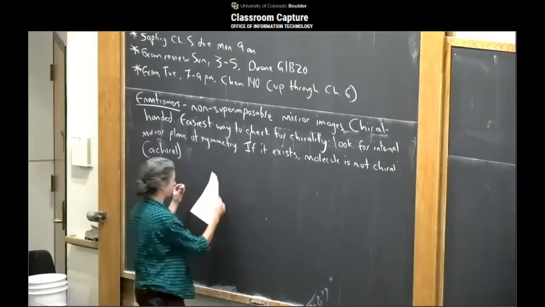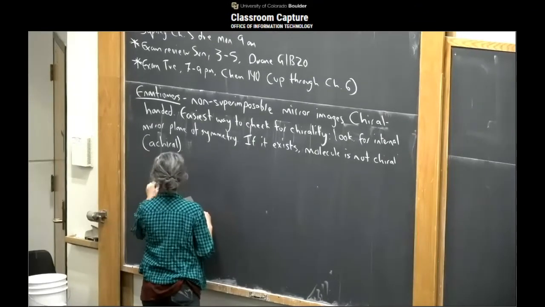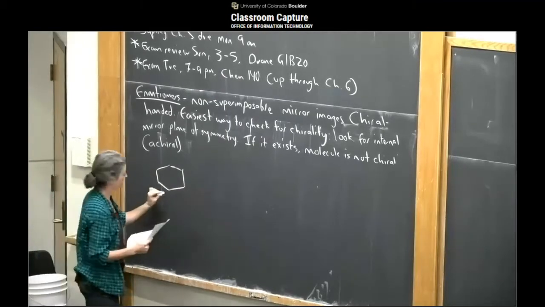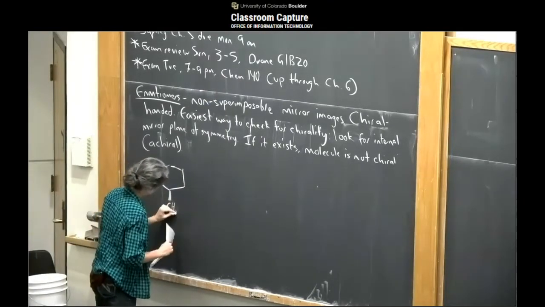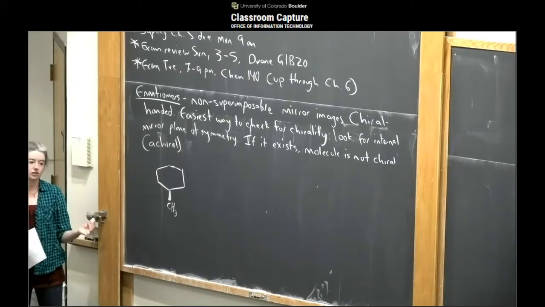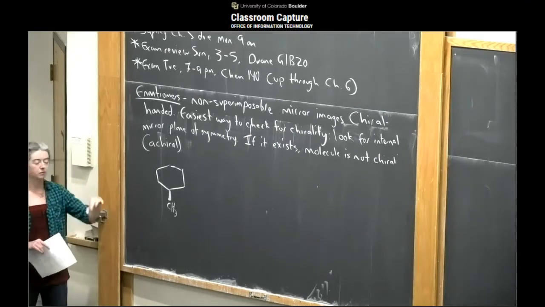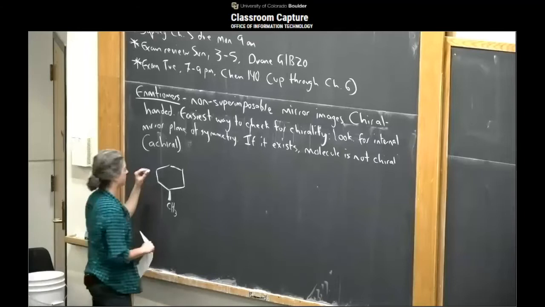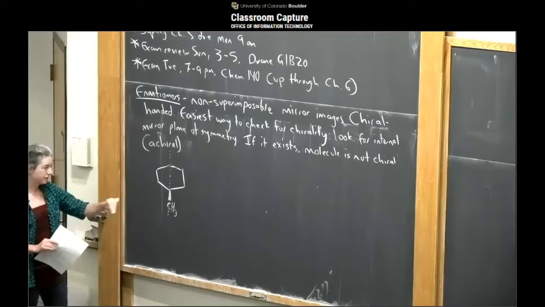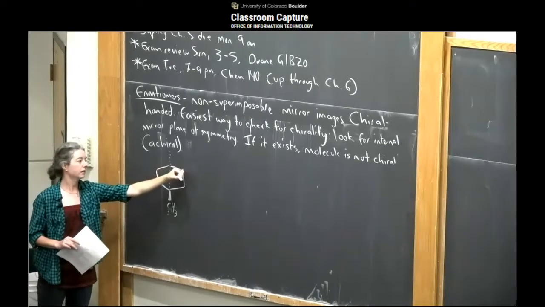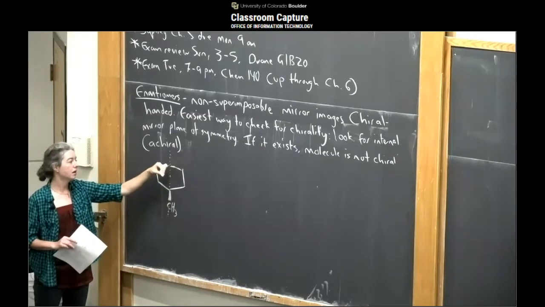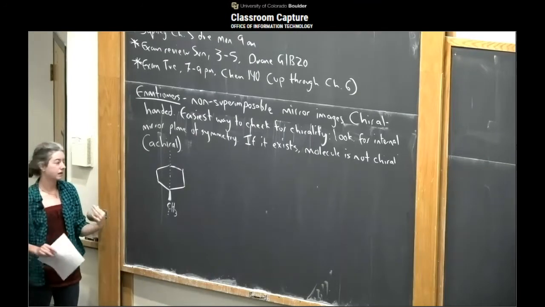So some examples of how this looks. If I have, say, a six-membered ring here, and I have a CH3 sticking off of it, I can slice this molecule in half in such a way that every part of the molecule on one side reflects into a part of the molecule on the other side. So I can slice this thing right down the middle vertically, and it doesn't matter if an atom ends up entirely on one side of the plane or if it ends up half on one side and half in the other. As long as it's still reflecting perfectly into the other side, we're good.